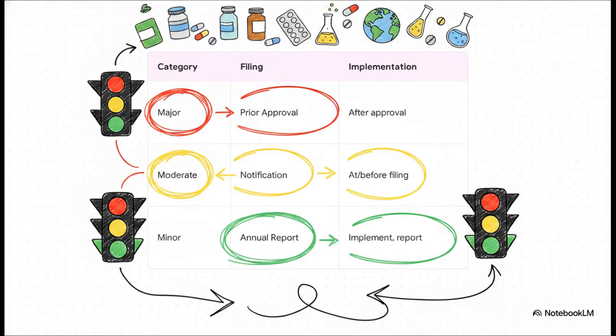I like to think of regulatory categorization as a giant traffic light system. A major change, like a prior approval supplement or PAS, is a bright red light. You've got to stop, file, and wait for explicit health authority approval before you even think about implementation. Now, a moderate change, like a CBE-30 notification, well, that's your yellow light. Proceed, but with caution. You notify the authority just before implementation. And finally, a minor change, that's a green light. Go ahead and implement those low-risk changes internally, and then just report them periodically in an annual report.